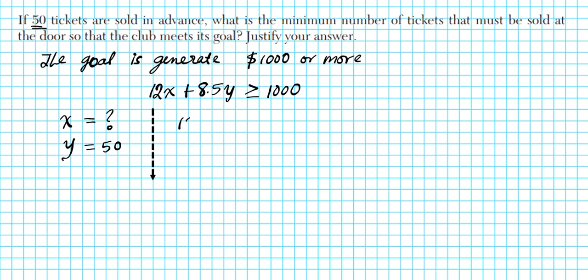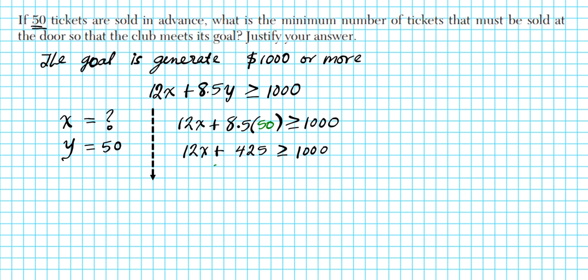So we have 12x plus 8.5 times 50. That's what you get when you substitute the value of y into the inequality. Okay, so you have 12x plus, when you multiply this out, you get 425. It's greater than or equal to 1,000.